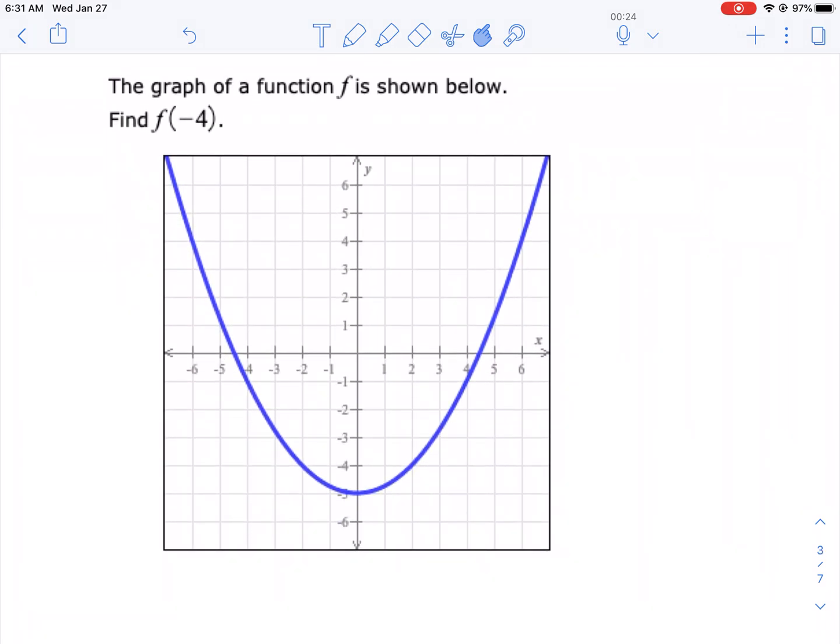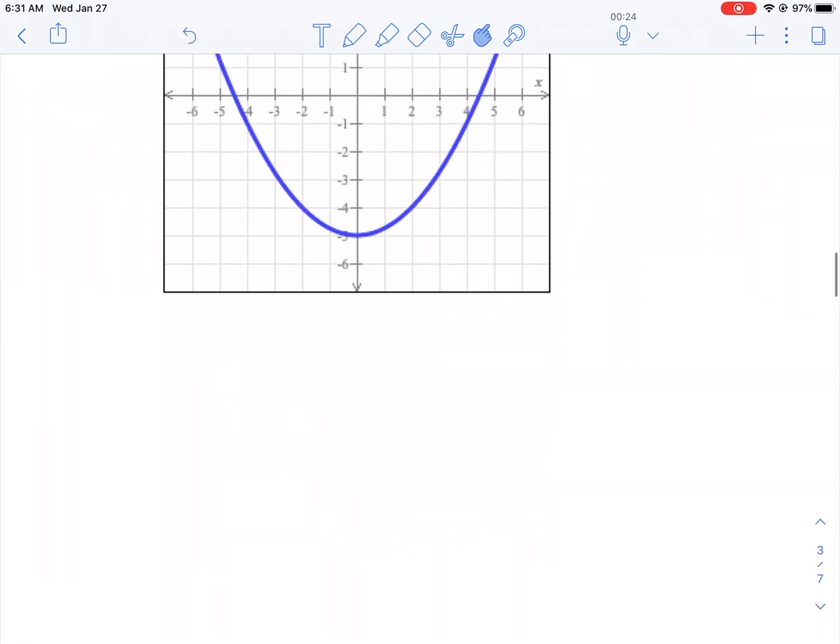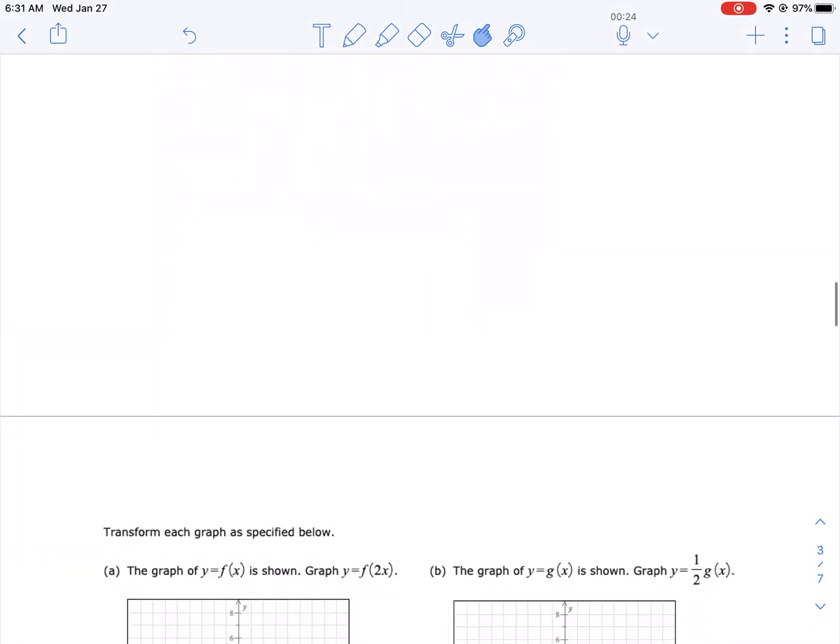Here's one question you just got wrong. If I give you this graph, I want you to find f of negative 4. In other words, x is negative 4. So I go to negative 4 in my grid. I go down to where the parabola crosses x at negative 4, and notice that value is negative 1. So f of negative 4 equals negative 1. I was trying to figure out how you got negative 4 for an answer. I couldn't figure that out. And there wasn't a lot of work to show on that either.